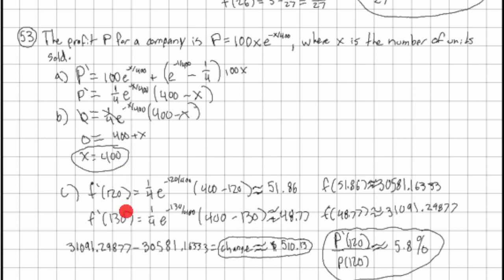And then for part C of this problem, it says approximate the change and percent change in the profit as sales increase from x equals 120 to x equals 130 units. First off, I used the derivative equation. I plug in 120, and that should equal 51.86. Then I plug in 130 into this, and that should equal 48.77.